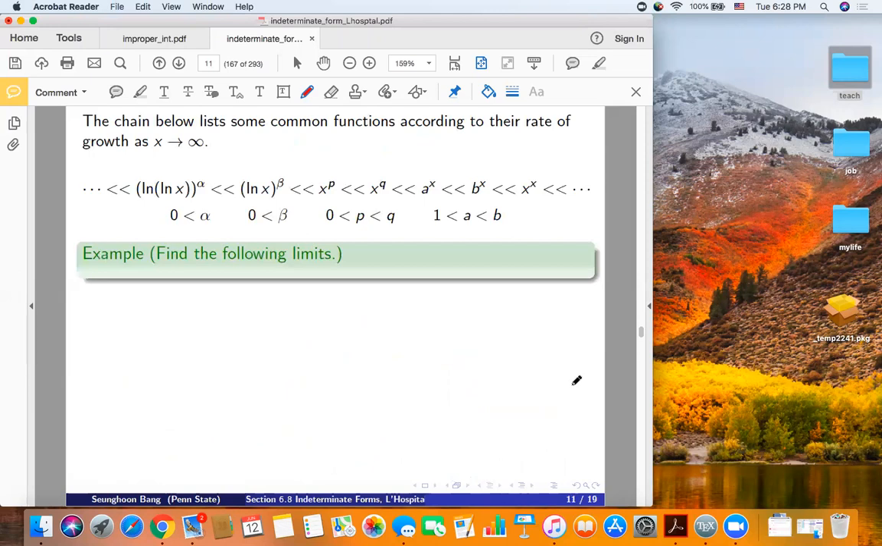So I want to give more examples here. What do you think? What is the answer of this problem? You think about it. What is the answer?